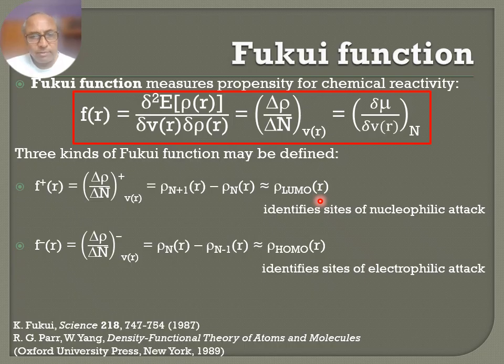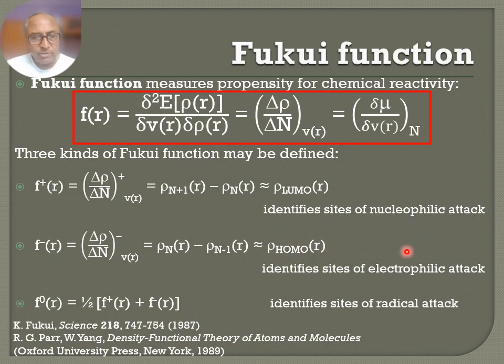The left finite difference derivative gives us f minus, which identifies sites of electrophilic attack in a molecule and is approximately the density of the highest occupied molecular orbital. The average of these two gives us f zero, which identifies sites of radical attack.